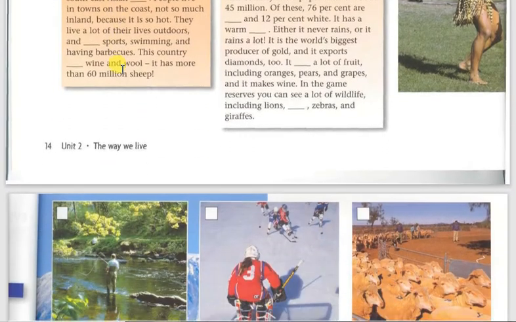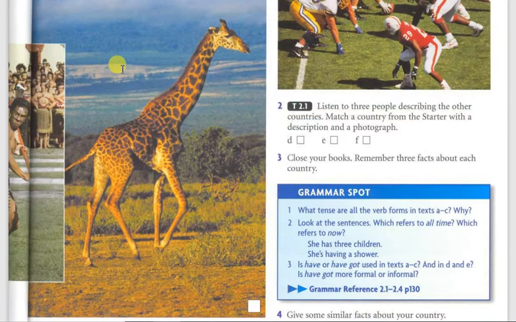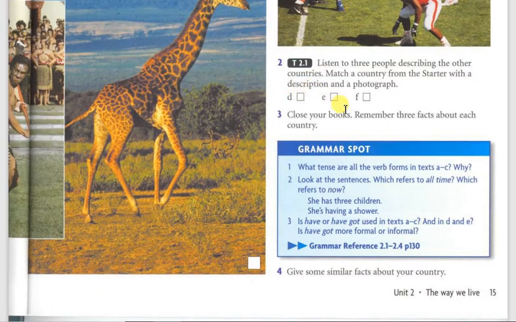So, and then we have another 3 things that we have to listen to. Listen to 3 people describing the other countries. Match a country from the starter with a description and a photograph. So you have 3 people, 3 different conversations, 3 different spoken descriptions.